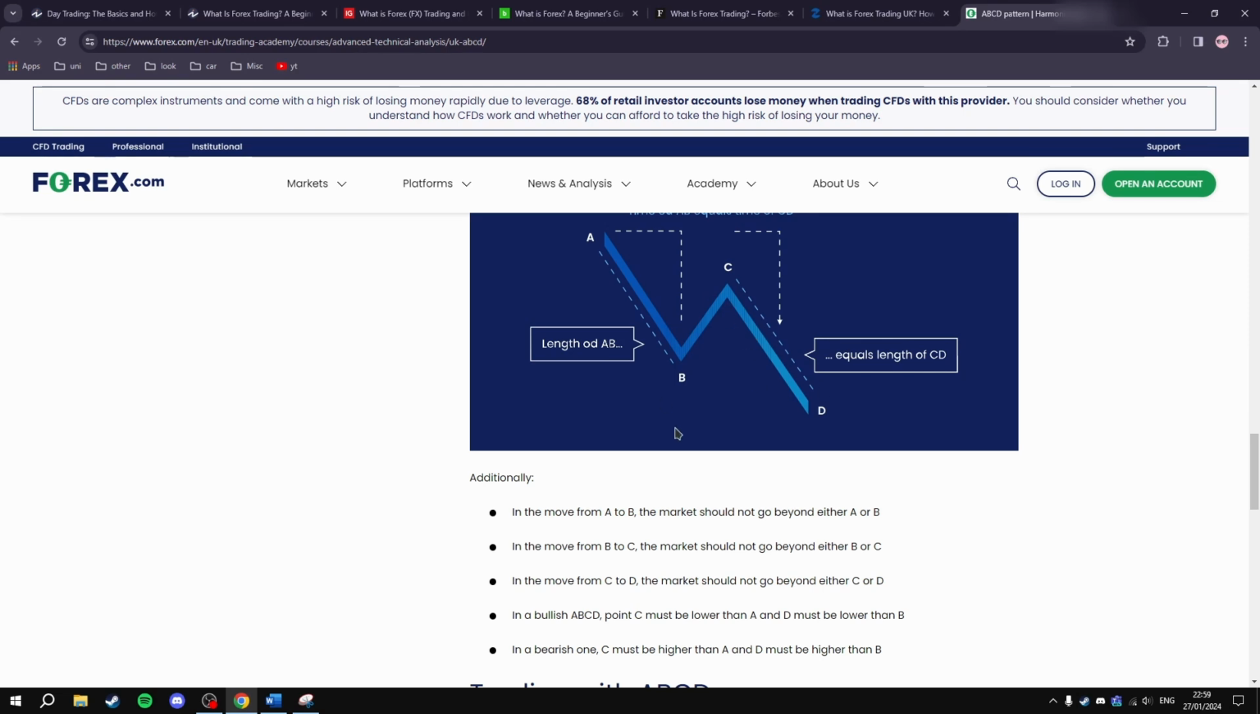In a bullish ABCD, point C must be lower than A and D. Oh, this is a bearish one, so in a bearish one, C must be higher than A and D, and must be higher than B. Oh no, C must be higher than A. Oh, this is a bullish one. Wait, point C must be lower than A and D must be lower than B.